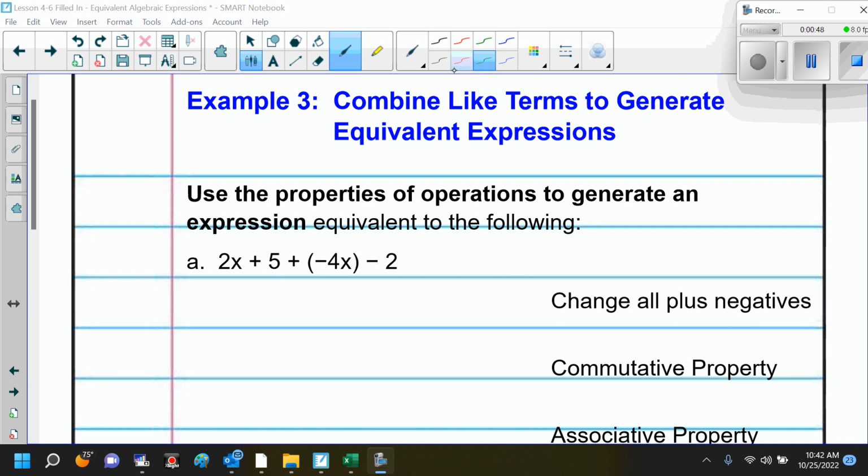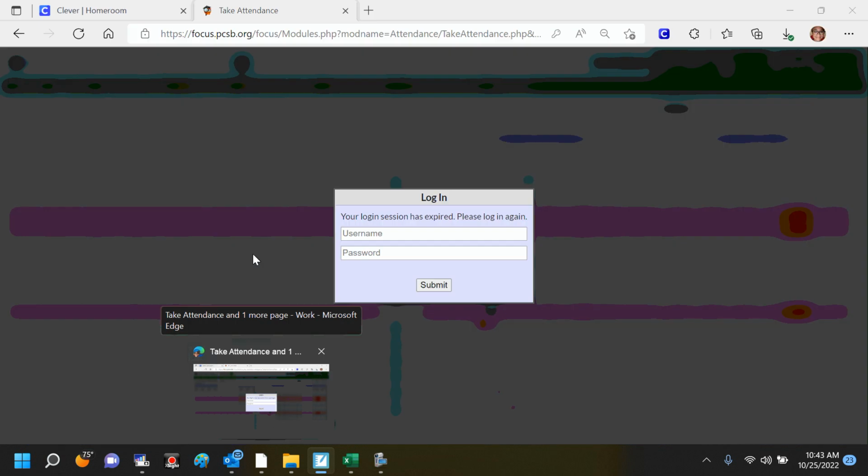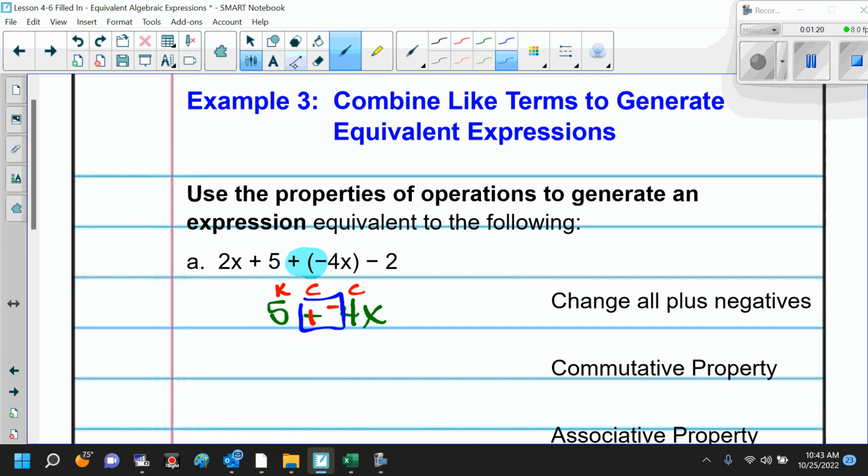Now, you guys remember what a plus negative means? So just to remind you what plus the negative means, okay? Let's say this is 5 minus 4x. If I do 5 minus 4x, and remember, if we do keep change, this is going to be 5 plus a negative 4. Does everybody see that? Plus a negative.